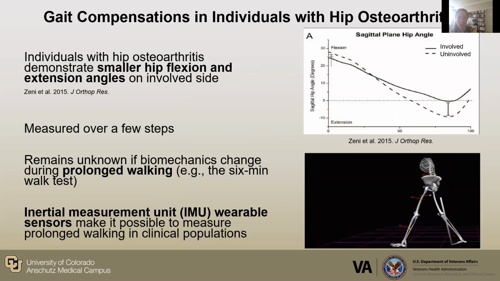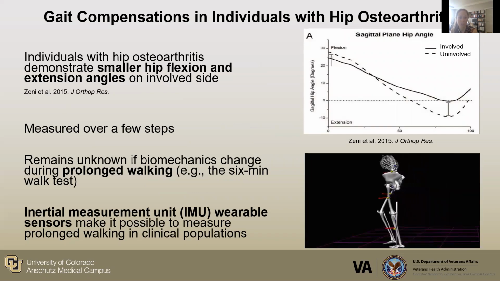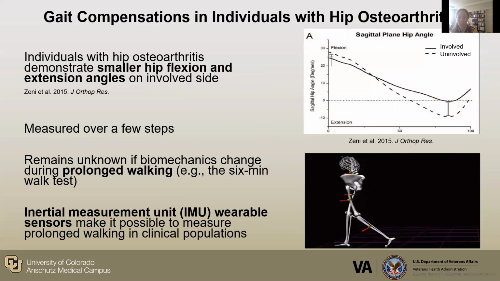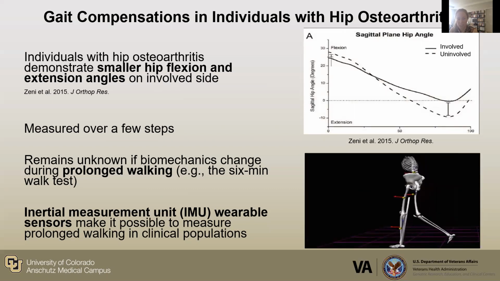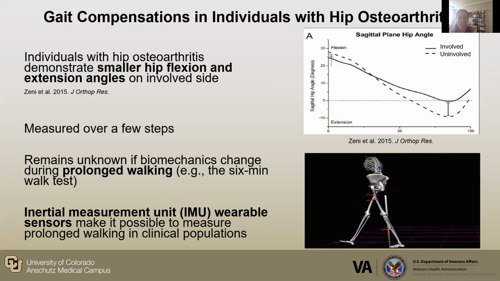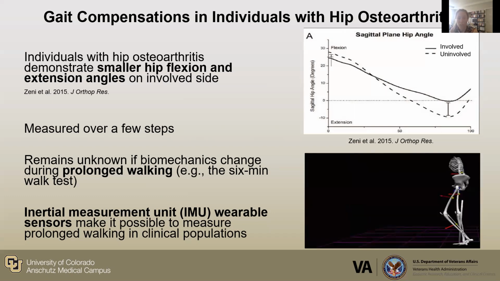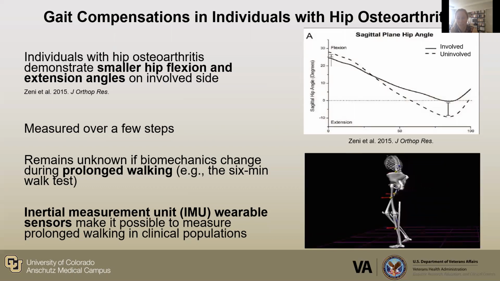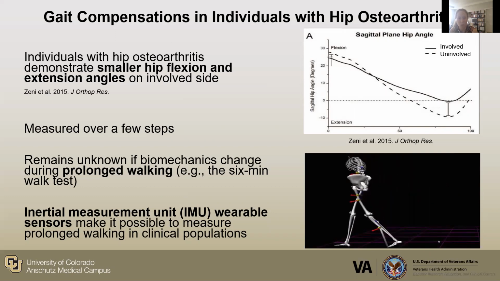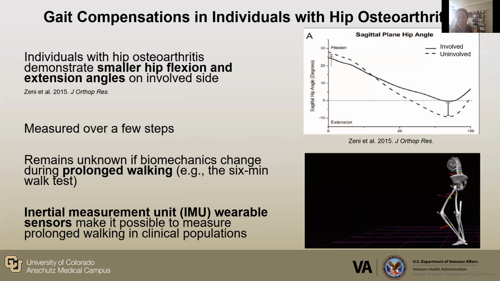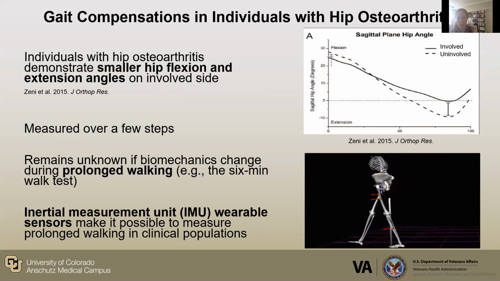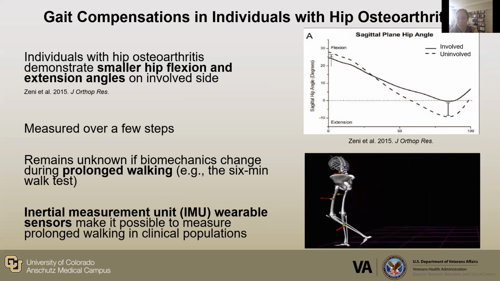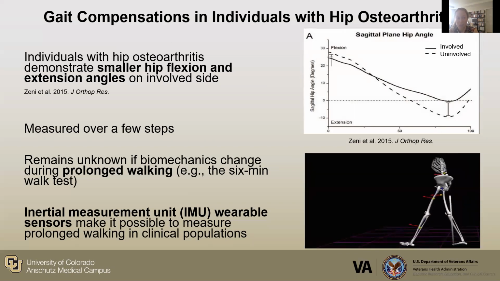Previous studies have shown that individuals with hip osteoarthritis demonstrate smaller hip flexion and extension angles on the involved side. These previous studies have assessed gait biomechanics using motion capture analysis in a research laboratory. As shown on the right, using motion capture analysis, you typically evaluate gait over a few steps on a short walkway or perhaps on an instrumented treadmill. And as a result, you don't necessarily capture some of the variability that may be occurring during gait in clinical populations who have significant gait deviations.